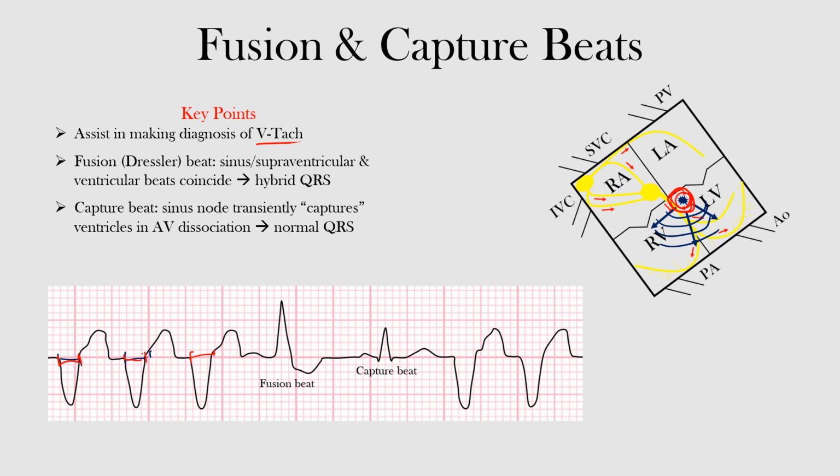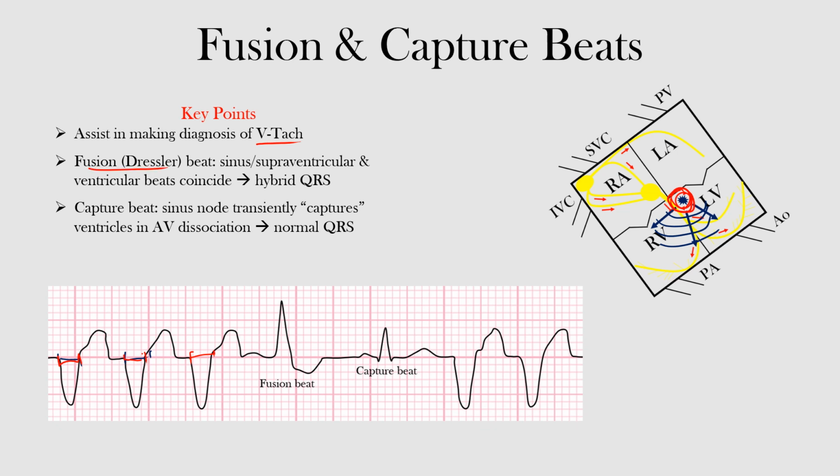We're going to start with the fusion beat. Occasionally a sinus or other supraventricular beat will occur at a point that allows for some innervation of the ventricles to occur through the normal ventricular conduction system. This results in a fusion beat, which is also known as a Dressler beat. When the supraventricular and ventricular electrical impulses coincide, they produce a hybrid complex of intermediate morphology. That is, a complex that has the morphology somewhere between the abnormal ventricular beat, the wide complex one, and a normal QRS complex.